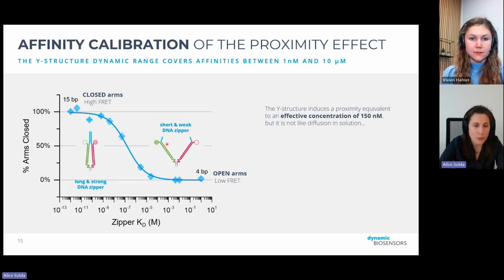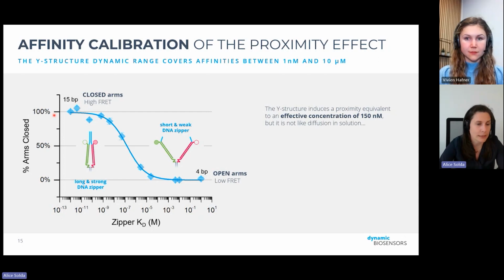And how did we do it? We basically elongated the two arms with oligonucleotides of different lengths, from 4 base pairs to 15 base pairs. What happens is that at the shorter and weak zippers, as we call them, the arms are open. We don't see FRET, so basically it's zero. We are not able to sense the interaction of these two short arms. As soon as you increase the length of the zippers, you have an increase in FRET until reaching a plateau, which is our 100% for the longer zippers. Therefore, closed arms, high FRET.